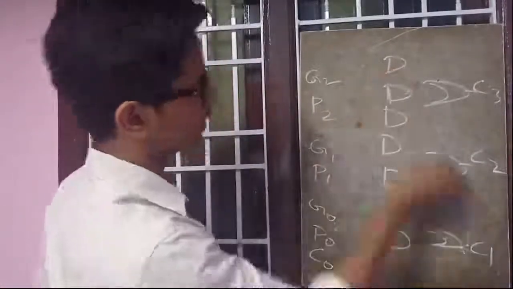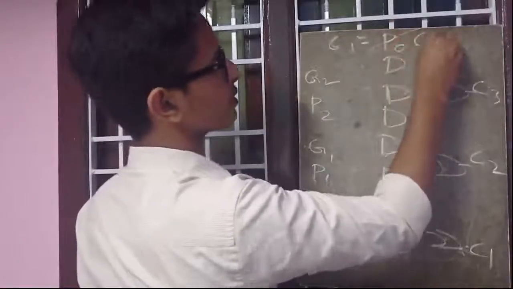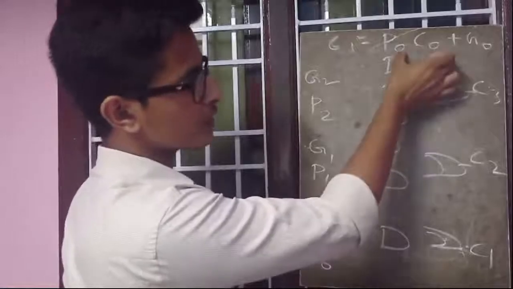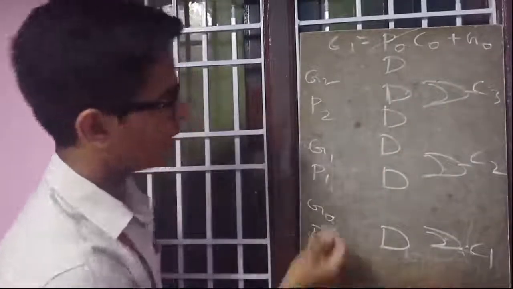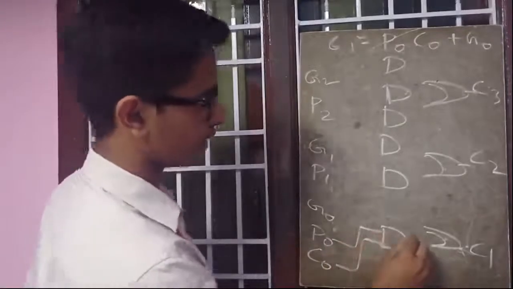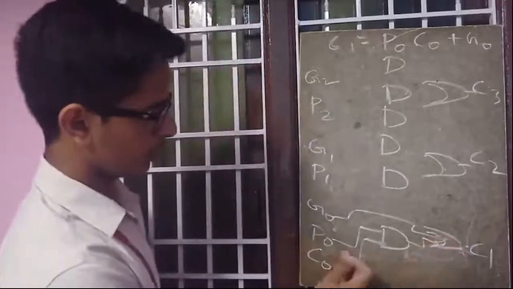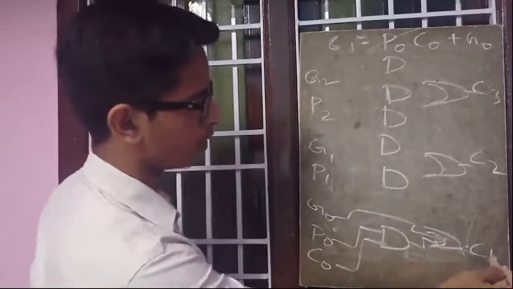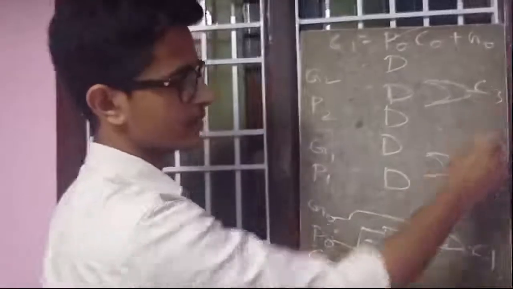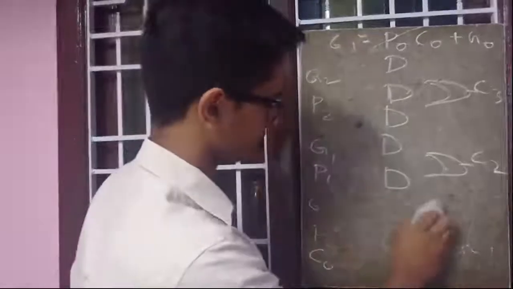How to get C1? See, C1 equals P0 C0 plus G0. An AND gate between P0 and C0, and an OR gate between P0 C0 and G0 gives the value of C1. Similarly, we can get the values of C2 and C3 depending on their expressions, and I am not mentioning them here because of insufficient place. Kindly bear with it.